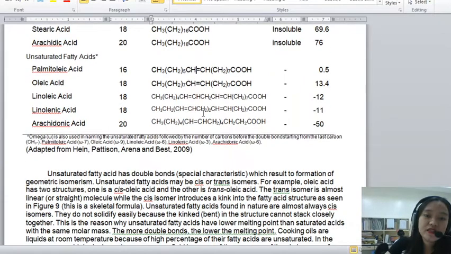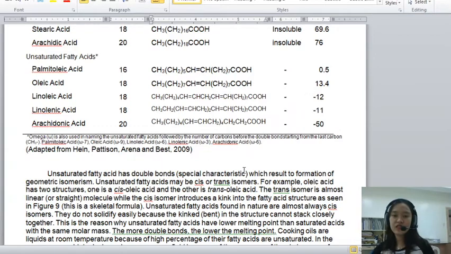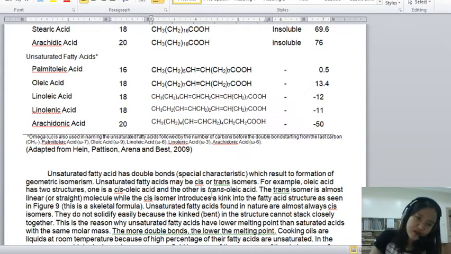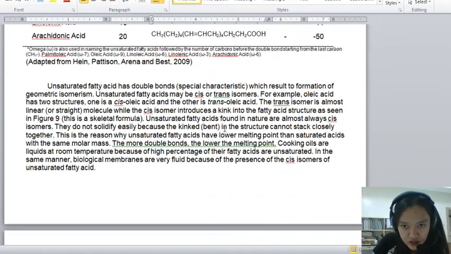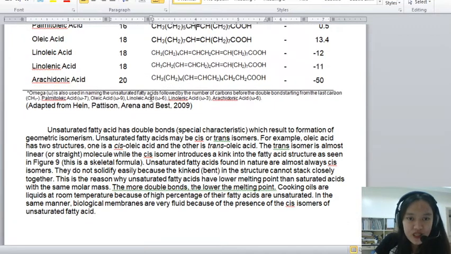And then you also have oleic acid or omega-9, kasi you have a total of 9 carbon atoms before the first double bond. You also have omega-6 or linoleic acid. And you also have omega-3 or linolenic acid. And arachidonic acid, which is called as omega-16. Okay, so I hope that you've understood what I am trying to explain to you.